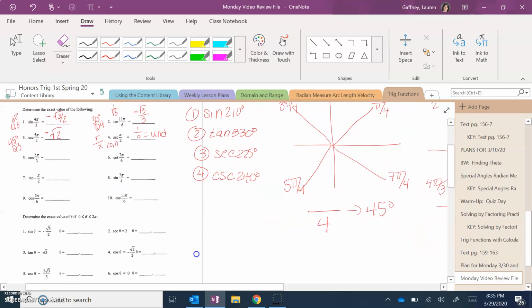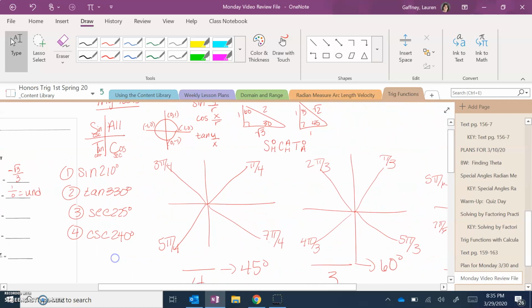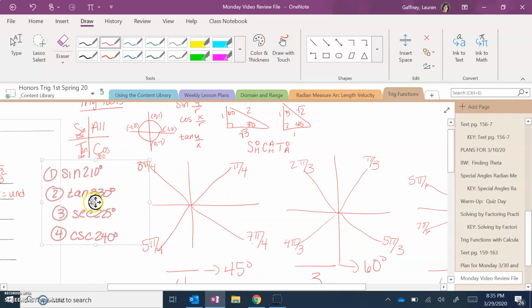Okay. Oh, sorry, let me go do these ones in degrees here. Sorry that I smashed them in. Let me lasso them and move them over a little bit. Shoot. Maybe not.